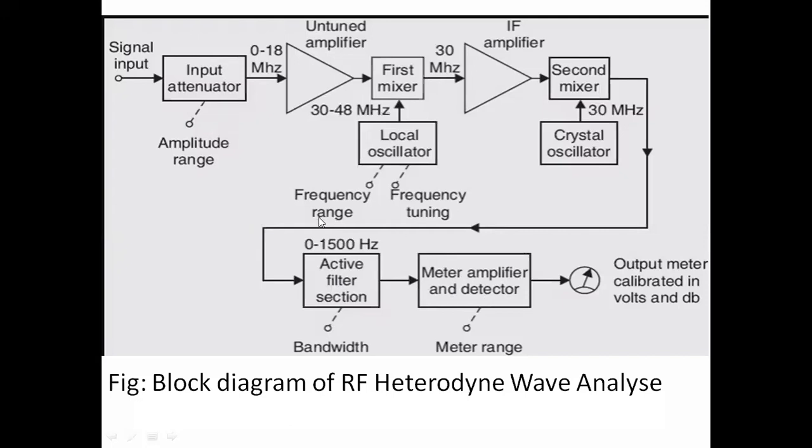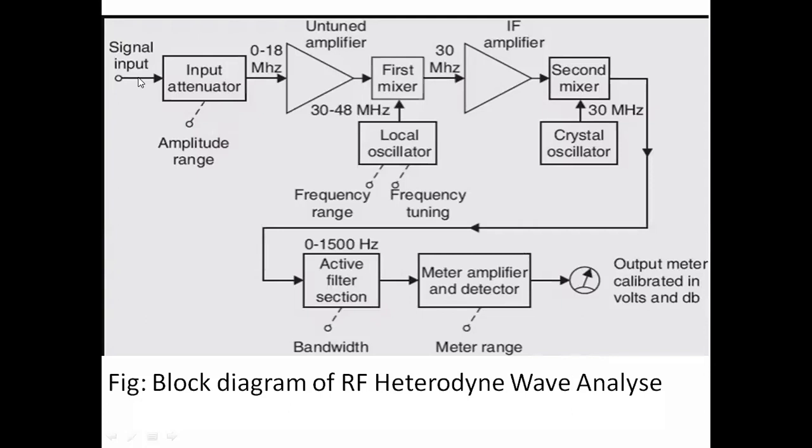Because the obtained signal is alternating in nature, it will be converted to DC and given to a meter. This meter will be calibrated in terms of volts and decibels. Decibels are used when the input signal has sound or noise signals. The sound will be measured in terms of decibels.